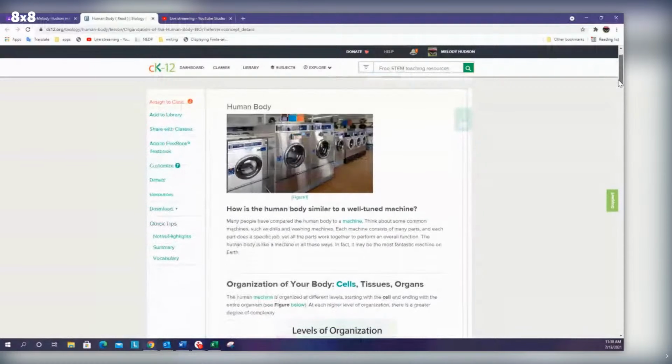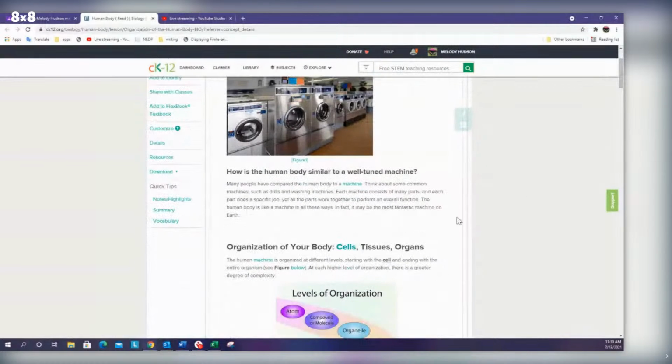So the human body is compared to a machine. Think about some common machines like a drill or a washing machine. Each machine consists of many parts, and each part has its own job to do. Then these parts work together to perform an overall function, right? Our overall function of our body system is to keep us alive. So the human body is like a machine. In fact, it might be the most fantastic machine on earth.